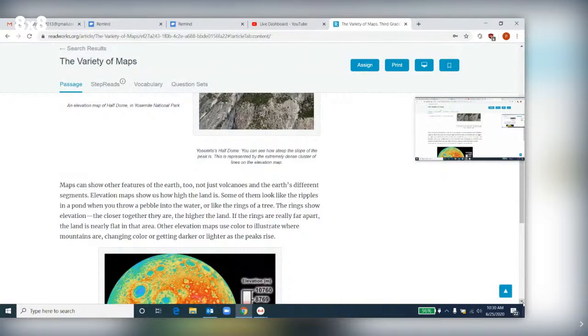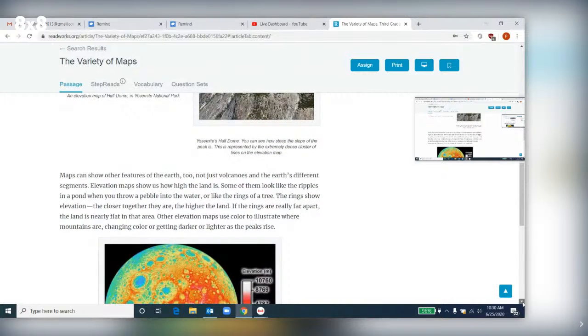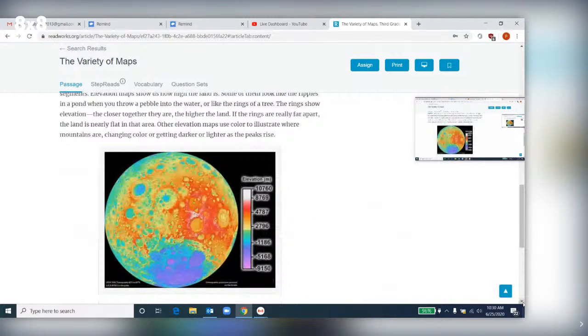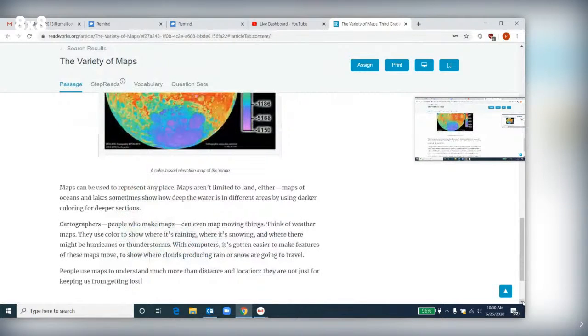Other elevation maps use color to illustrate where mountains are, changing color, getting darker or lighter as the peaks rise. You can kind of see that with this diagram right here. The lighter color, white, and then the orange and the yellow are higher, and down below the blue and the purple are lower. Okay.